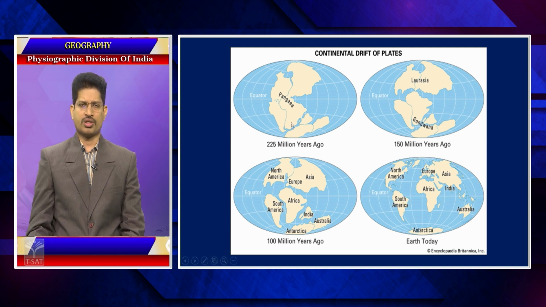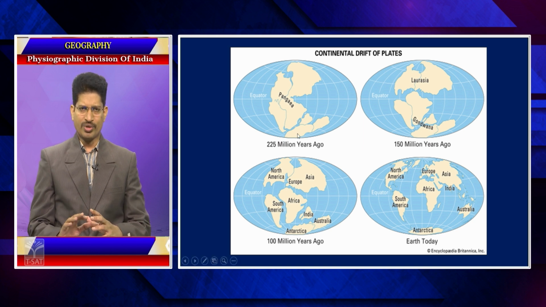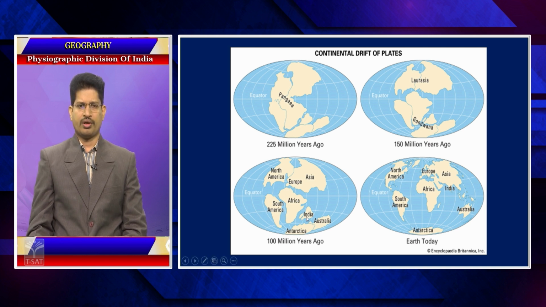In this process, because of plate tectonics and the drifting of plates over the semi-solid layer beneath the lithosphere, the plates drifted apart. This led to the movement of the Indian plate to the north from the southern hemisphere. So, 150 million years ago, India was in the southern hemisphere. During 100 million years, it was in the southern hemisphere. Today, it has drifted to the northern hemisphere in collision with the Eurasian plate.